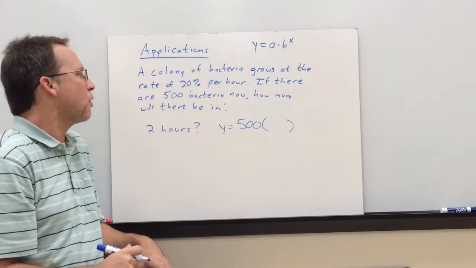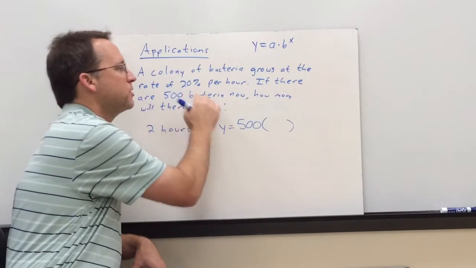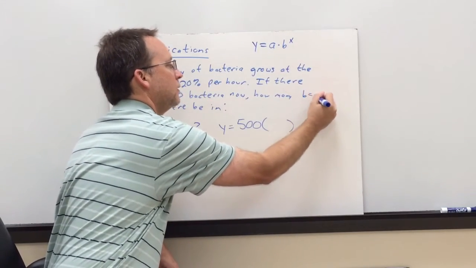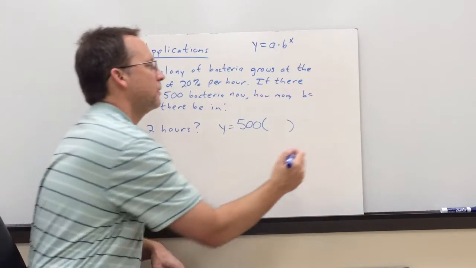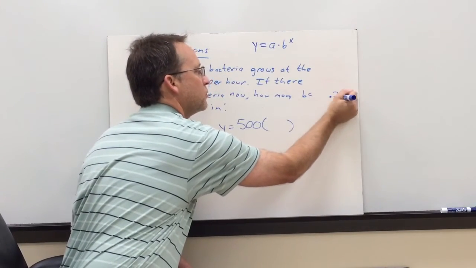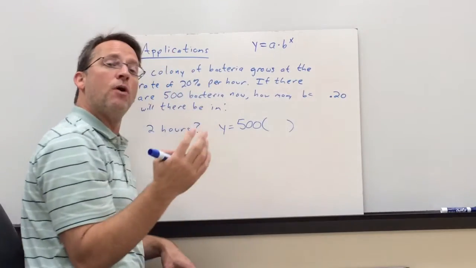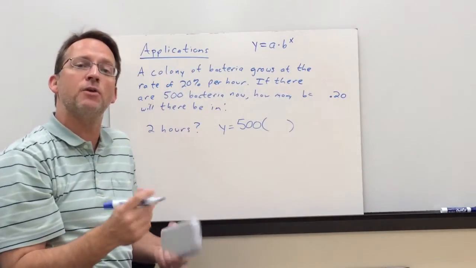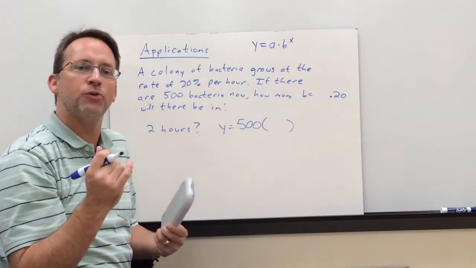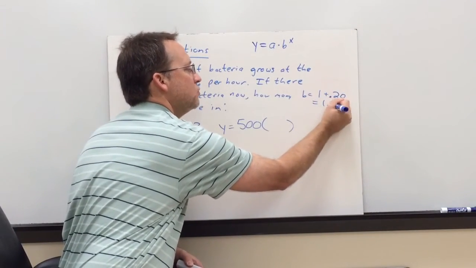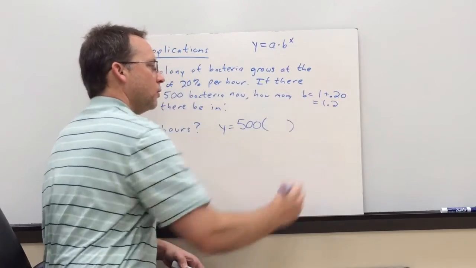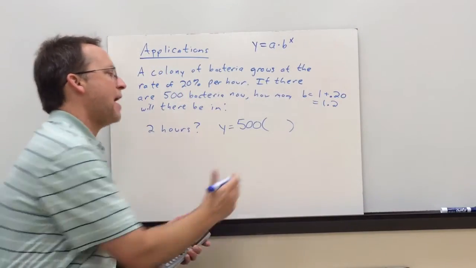To figure out that growth factor, we take our 20% here, change that 20% to a decimal, so move that 2 places to the left. So 0.20 or 0.2 is fine. If you want it to be growth, we want this to be greater than 1, so you're going to add that decimal to 1. So 1.20 or 1.2 is going to be our growth factor there.